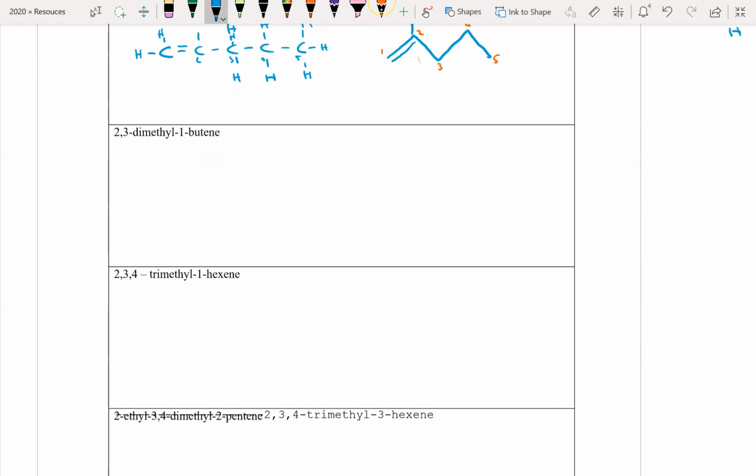There's only a few. So we start with the butene. Nice. Then we go to the dimethyl. So it's got 2 methyl groups. And there are 2. And all right, I want to point out a couple of things.